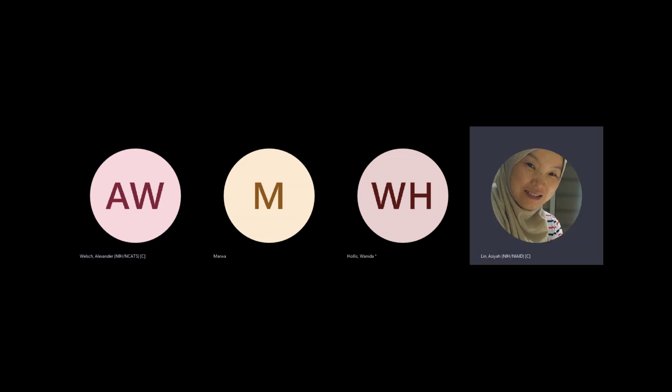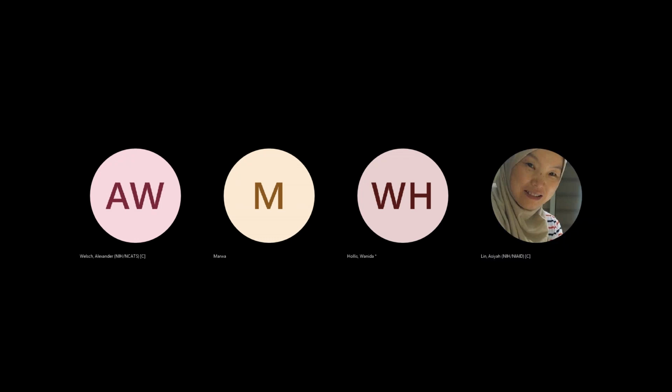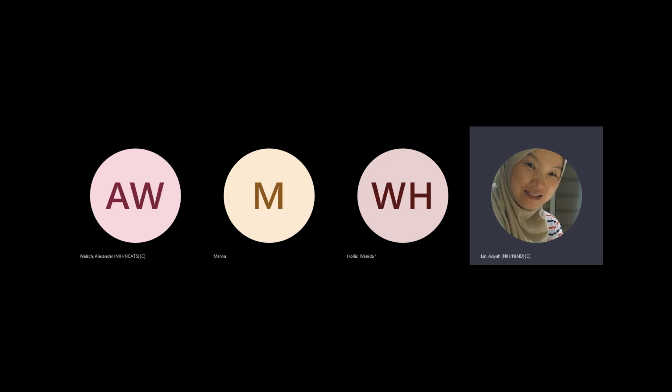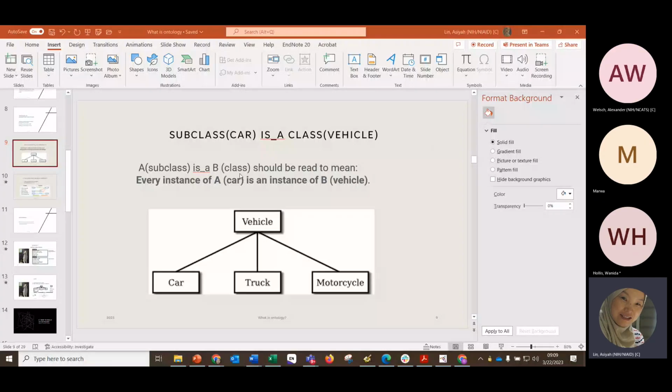But here is a key I will share with you. We discussed last week, because Alex, you're not on the call. So this is a key. If I say A as a subclass is a class B, this is a subclass and class relationship, which means every instance of A as a subclass is an instance of B that is a class. So you have to make sure that all are logically correct.